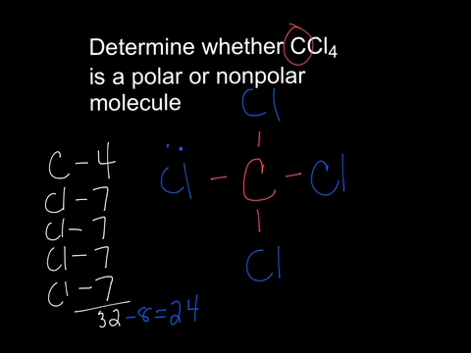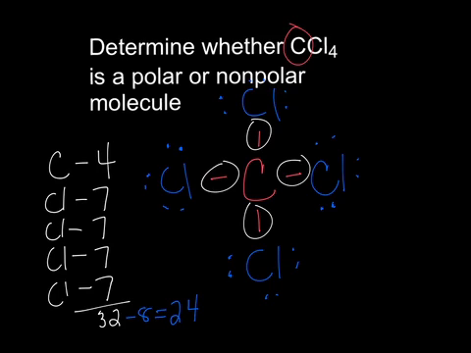So let's see. 2, 4, 6, 8, 10. So let me see if I can get each atom with an octet, because that's what each atom wants, is 8 valence electrons. So 2, 4, 6, 8, 10, 12, 14, 16, 18, 20, 22, 24. Done. All 24 electrons are in there. So I can see now I've got these shared electrons. How are they sharing those electrons?